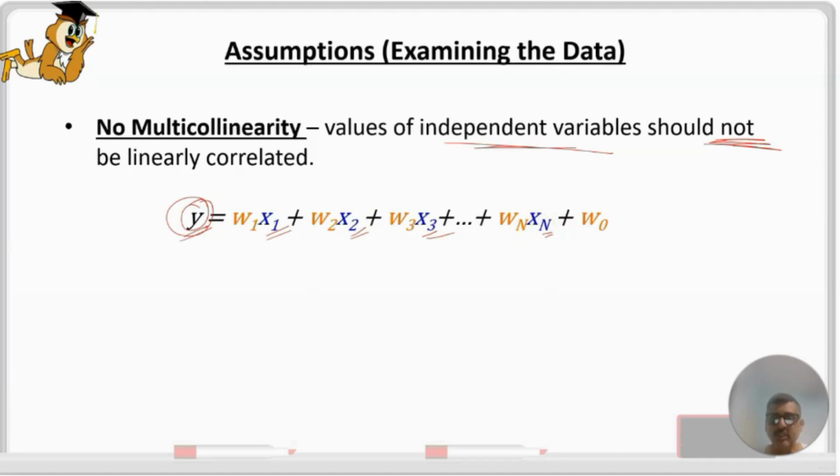The second assumption says that a linear relationship should not exist among the various x's. So the independent variables should not be linearly correlated. x1 should not be linearly related to x2, x3 should not be linearly related to xn, and so on and so forth. There should be no linear correlation between the independent variables. That's what this second assumption says.